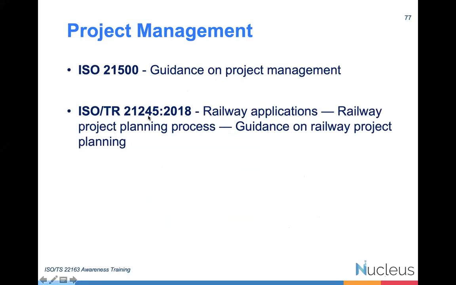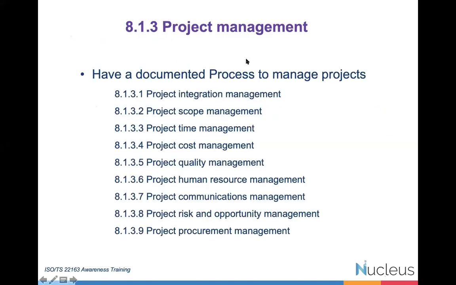Two years back, we got a standard, ISO technical report 21245, which talks about guidance on railway project planning. This can be adopted. The basic ISO standard is a pretty old standard, released in 2012, not yet revised, it is under revision, with guidance for general project management. Or you ask your customer what type of project management tool or system you need to adopt. Based on that, you should have a documented process to address all these requirements.